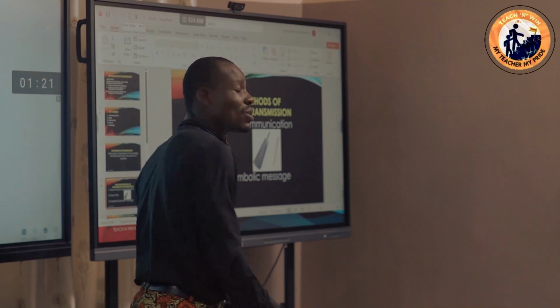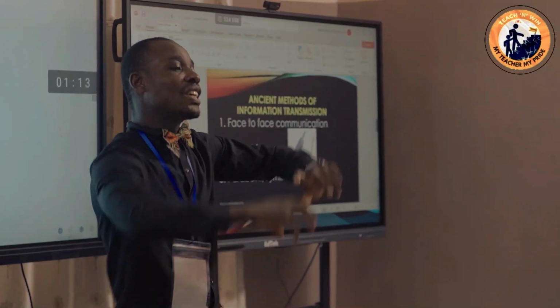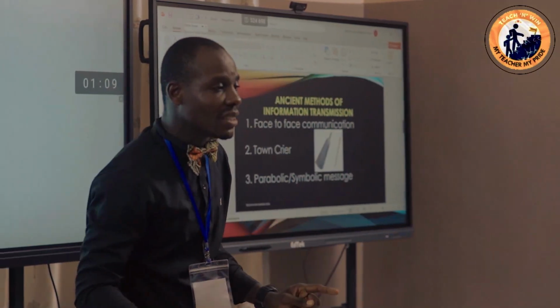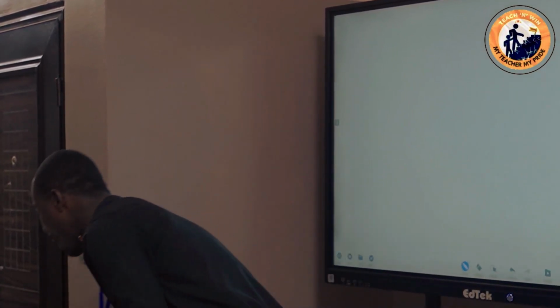The second thing is what I just displayed in the last few seconds. It is called the town crier. There you will discover that the KBC will send a message to the entire community through the town crier. And the third one is the use of parabolic message.